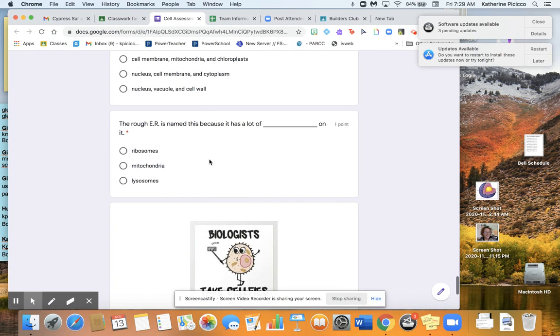Okay, next question. The rough ER is named this because it has a lot of blank on it. What's on the rough ER that makes it rough? Is it ribosomes, mitochondria, or lysosomes?